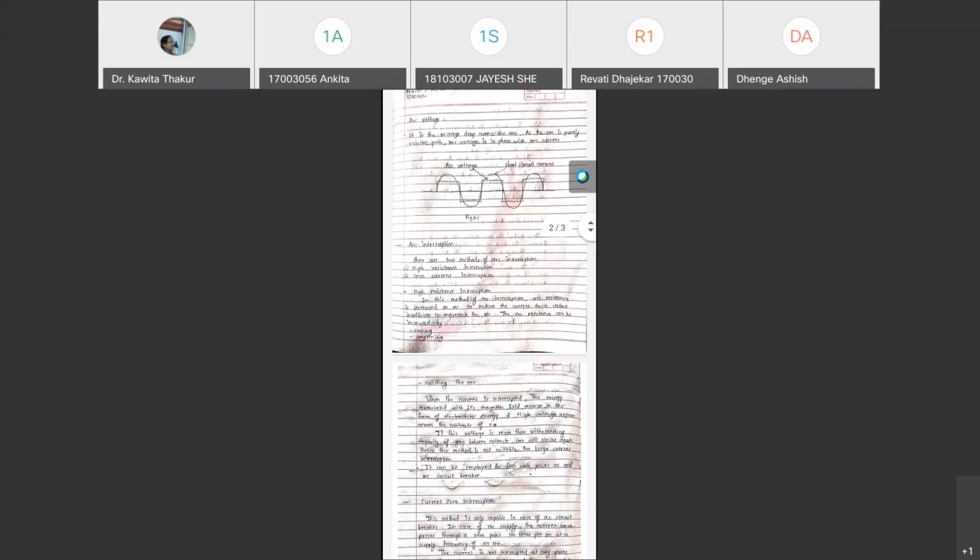Next is arc interruption. There are two methods of arc interruption. First is high resistance interruption, and second is zero current interruption. First we will see high resistance interruption. In this method, arc resistance is increased so that it will reduce the arc current to a value which will be insufficient to maintain the arc. The arc resistance can be increased by cooling the arc, by lengthening the arc, and by splitting the arc.